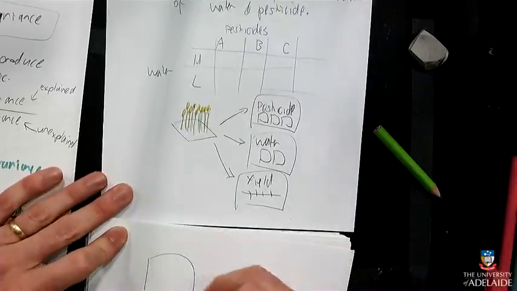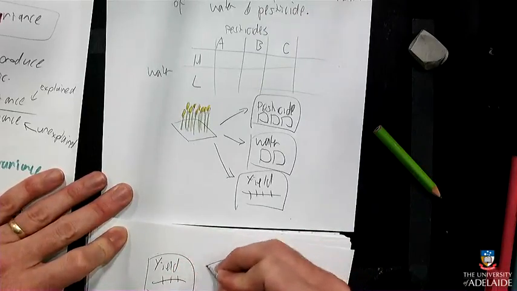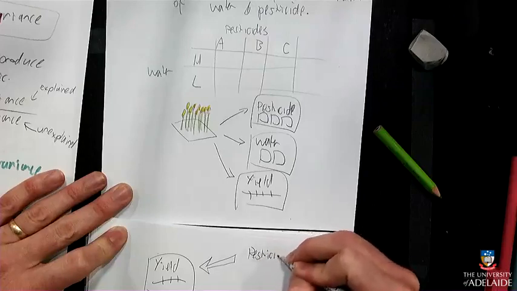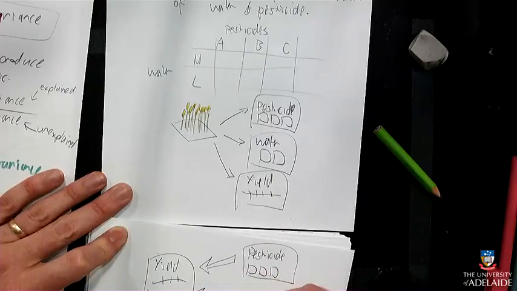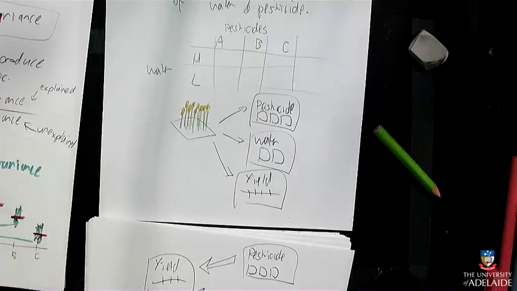So this is the story. Yield, which is a number, is being affected by both pesticide and water. But it may be that high watering gives a better yield all the time. And it may be that pesticide A gives a better yield all the time. But it may be that even taking that into account, having both pesticide A and high watering gives even more yield. That's an interaction.